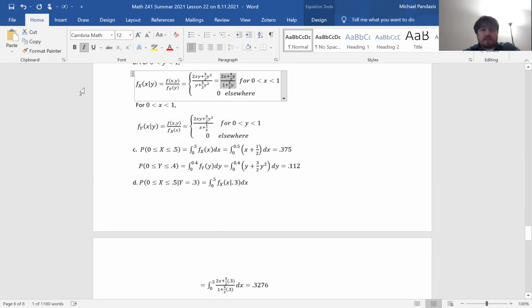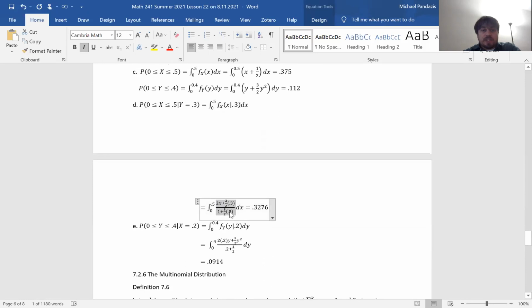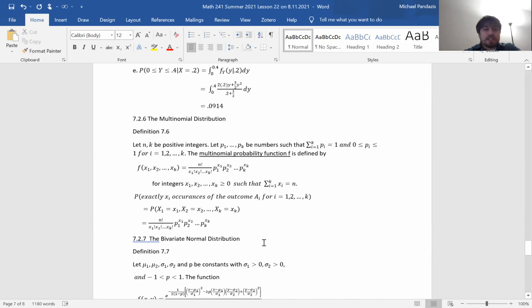So the 0.3 here, you plug in for y, you get 2x plus 3/2 times 0.3 over 1 plus 3/2 times 0.3. And so that expression, when y equals 0.3, that's this. And so now you get this, and you're still integrating from 0 to 0.5 with respect to x. And so you can do that. You integrate that with respect to x from 0 to 0.5, and you get that value there. Okay, and we're almost done.